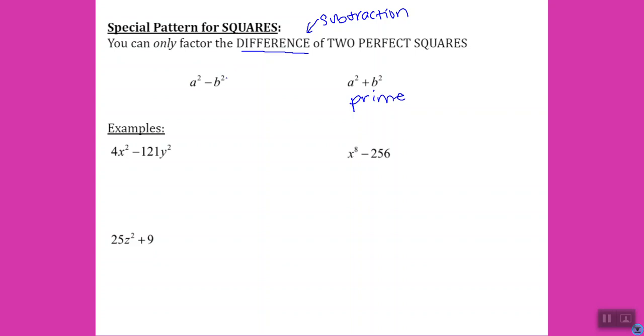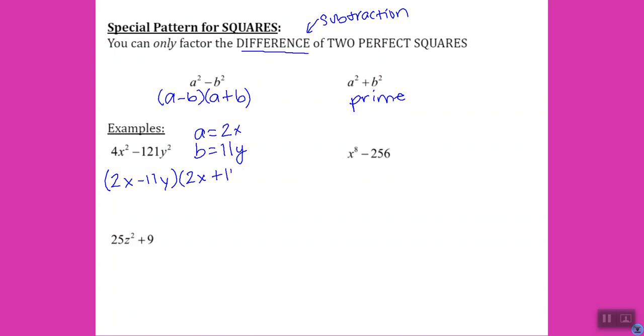When we factor a squared minus b squared, it will factor to a minus b times a plus b. So basically we're going to take the square root of a squared, and the square root of b squared. That'll give us our a and b to plug in. So if we have 4x squared minus 121y squared, a would be the square root of 4 is 2, the square root of x squared is x. For b, the square root of 121 is 11, and the square root of y squared is y. So this would factor to 2x minus 11y and 2x plus 11y.